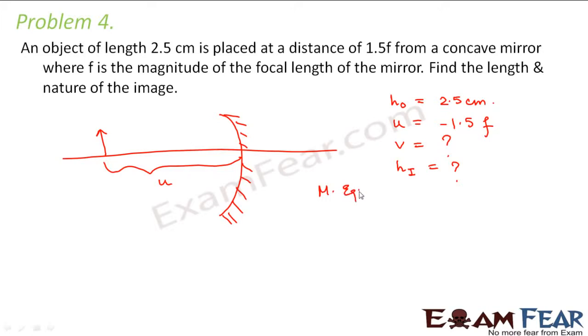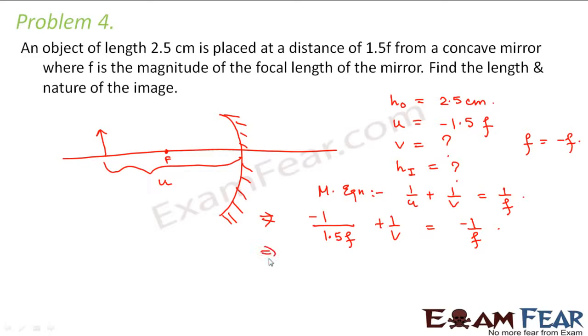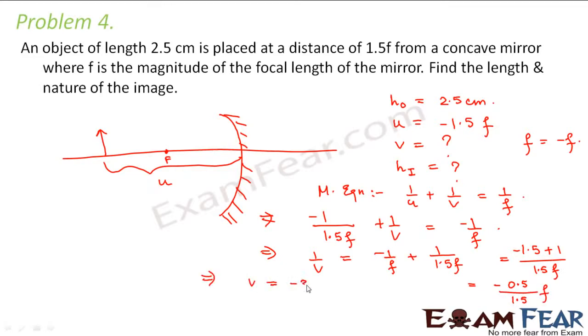Right? So let us make use of the mirror equation. From the mirror equation, 1 by u plus 1 by v is equal to 1 by f. In this case, the focal length is given as minus f, because the focus is somewhere here. Therefore, the focal length would be negative. So here this would be minus 1 by 1.5 f plus 1 by v is equal to minus 1 by f. So we can say 1 by v is equal to minus 1 by f plus 1 by 1.5 f. So this comes out to be (minus 1.5 plus 1) divided by 1.5 f. So this is equal to minus 0.5 divided by 1.5 f. Therefore, v is equal to minus 3f.